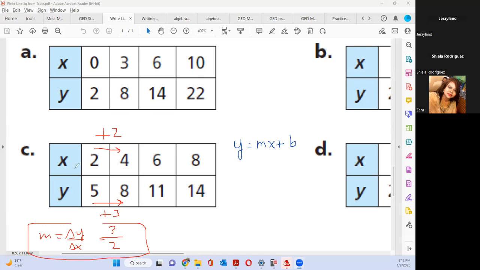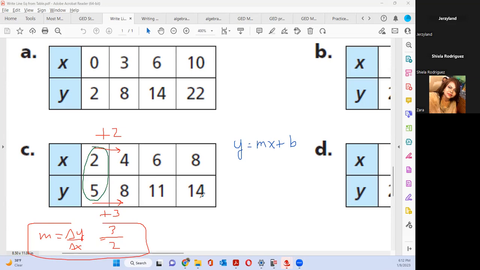What we're going to do is identify everything we know. I don't care what points you use. We're going to pick any point. Somebody give me a point they want to use. It does not matter. Can somebody give me a point? 2 and 5. I only need one.